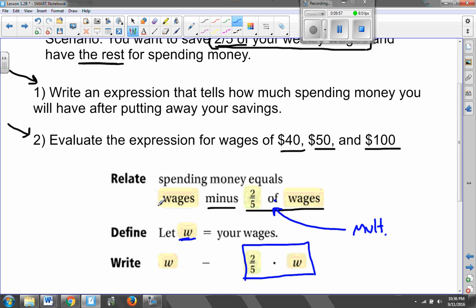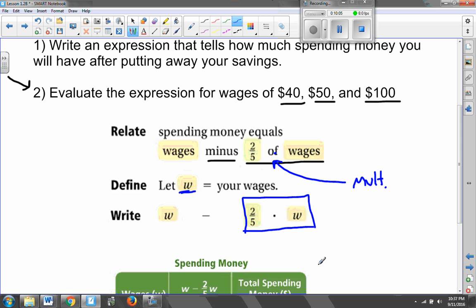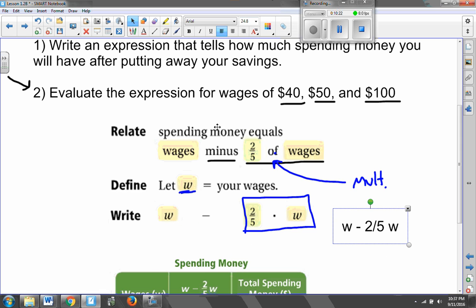And we said originally we wanted to take the wages we get to start with and minus off 2/5 of our wages. So let's look at what it says now. Now our expression is W minus 2/5 times W, right? W minus 2/5 times W is the expression that we wrote for this particular scenario.